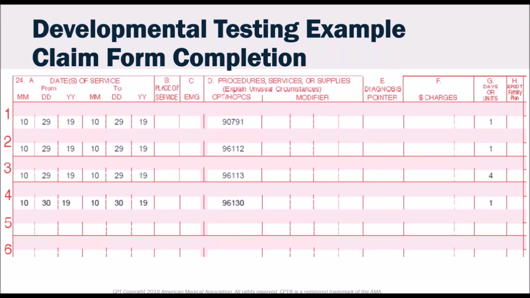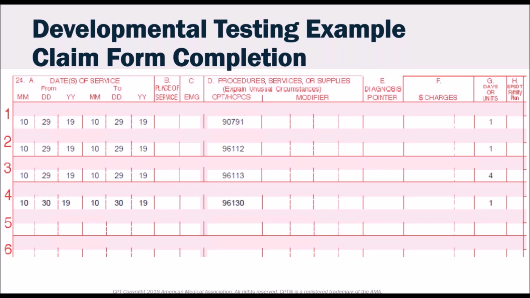This next slide shows how you would complete the claim form to clearly document the developmental testing that occurred. So here at the top, over where it says number 1, this documents on the date of service that this occurred on the 29th. This is for the diagnostic interview, the 90791. As we go down, again, the 96112, also happening on the 29th. Again, that's the base code for the developmental testing code. And it shows as far as the 1 base code unit for that.